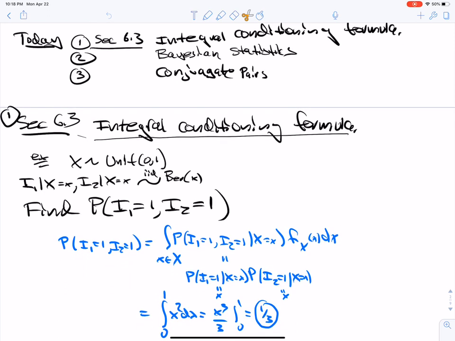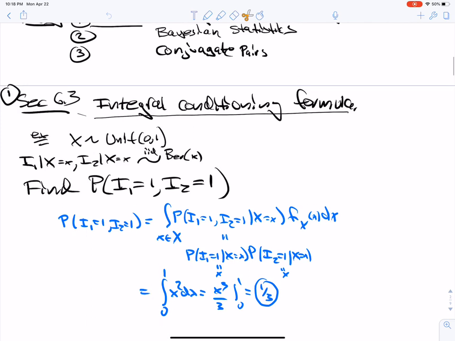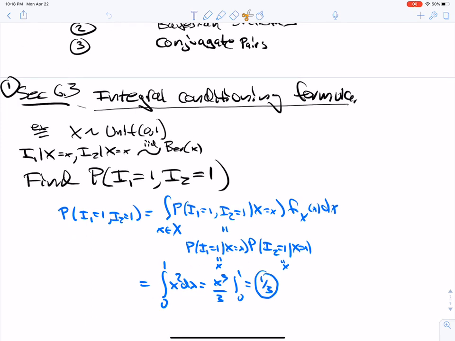Let's find the probability that I1 is 1 and I2 is 1. Here we'll use the integral conditioning formula by conditioning on X = x. The probability that I1 is 1 and I2 is 1, given that X = x, factors by independence of the conditionals, and so we just get x times x, or the integral from 0 to 1 of x squared, which is a third.